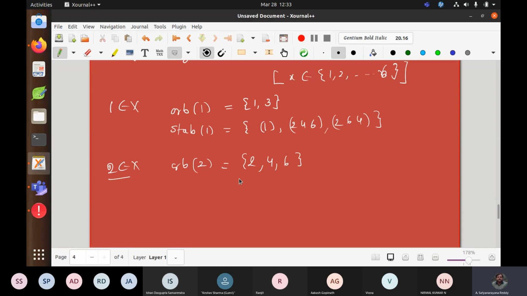So now look at that. What is the orbit of 4? 2, 4, 6 only. The orbit of 6 is also 2, 4, 6 only. So I have already completed the orbits for 1, 3 and for 2, 4, 6. Okay, so that is also an equivalence class, right? Yeah, good. So now what is the stabilizer of 2? The identity and (13). These two only will fix it. So the stabilizer of this is this.